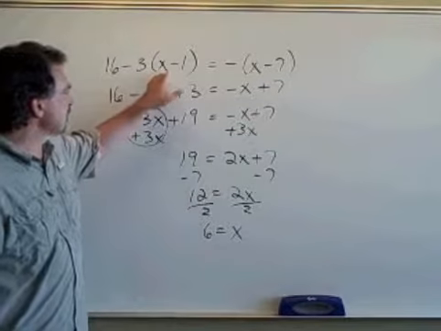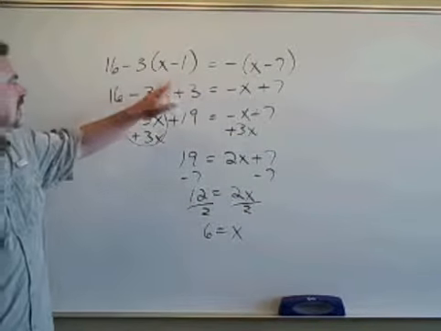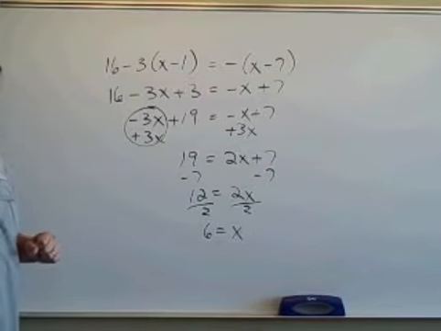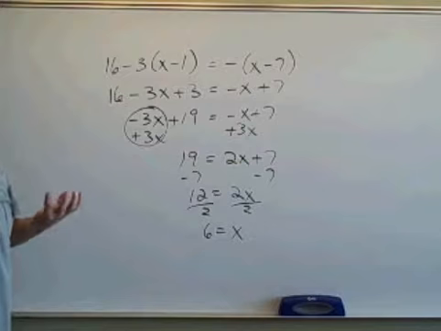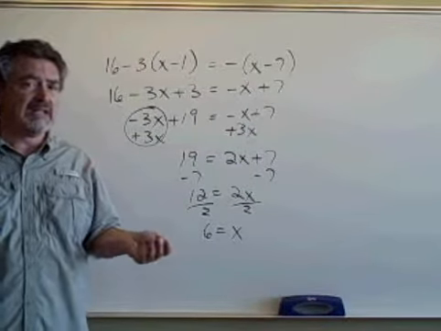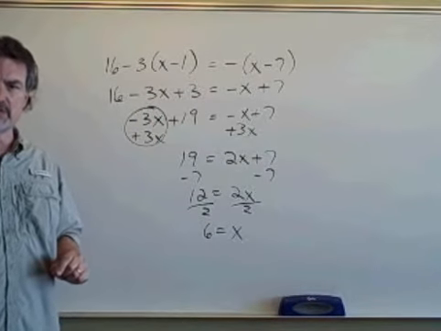So if we were to put 6 in place of the x in each position here, the left-hand expression's value would be the same as the right-hand expression's value. Remember, that's always what a solution to an equation does. No matter what kind of equation it is, it makes the left-hand expression's value the same as the right-hand expression.